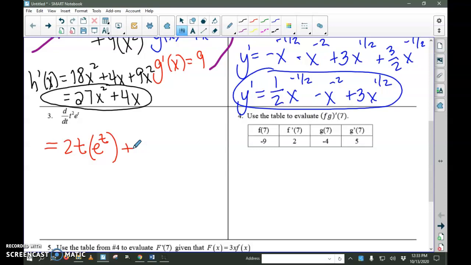So the derivative of e to the t is just e to the t. It's one of my favorites. The derivative is itself times a rewrite of that first function. Okay? And that's really it. There's nothing I can do.